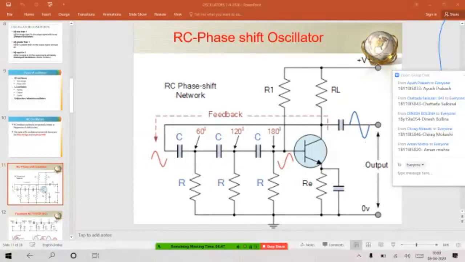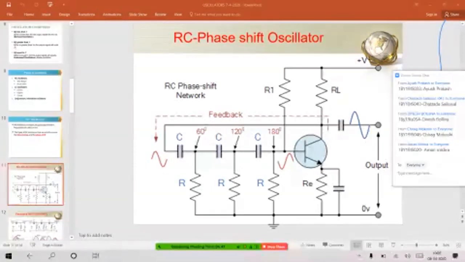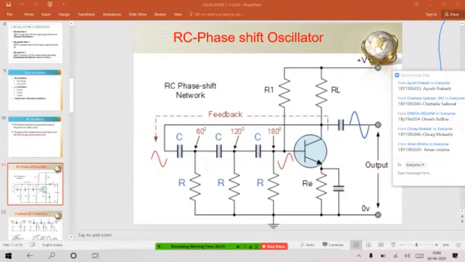So we have two blocks. Just recall the block diagram. We had an amplifier, right? We had a feedback network, right? Only two blocks we have in an oscillator. So when I say oscillator, two blocks should come to your mind. One is the amplifier and the second one is the feedback circuit or feedback network.